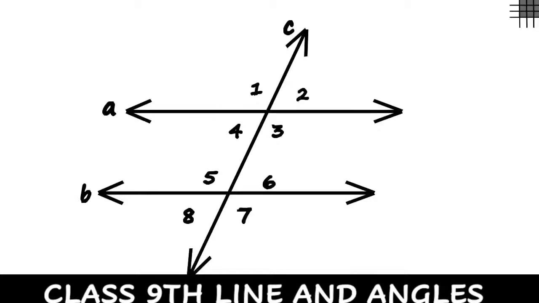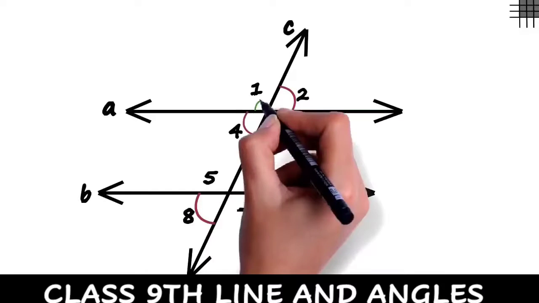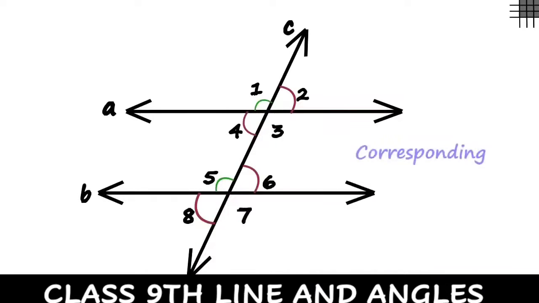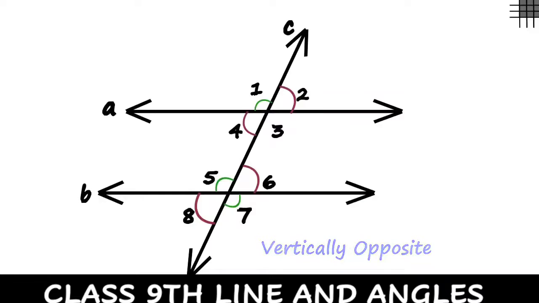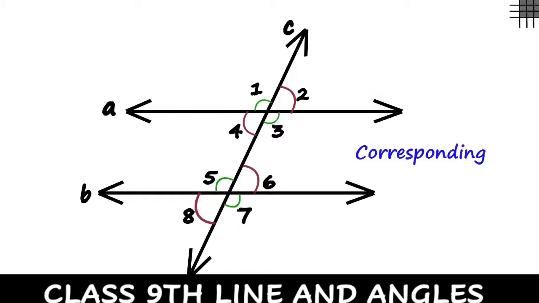It's pretty simple actually. Angle 2 will be equal to angle 6 as they are corresponding angles, and angle 8 equals angle 6 as it is vertically opposite to it, and angle 4 equals angle 8 because they are corresponding angles. Similarly, angle 1 equals angle 5 as they are corresponding angles, angle 7 equals angle 5 because they are vertically opposite, and angle 3 equals angle 7 because they are corresponding angles.